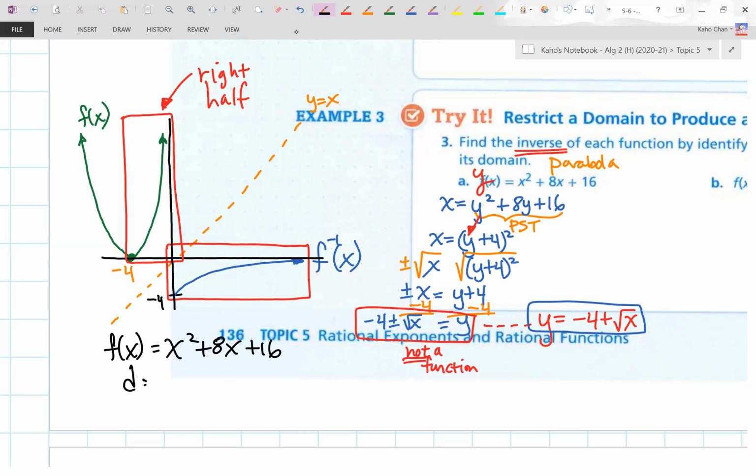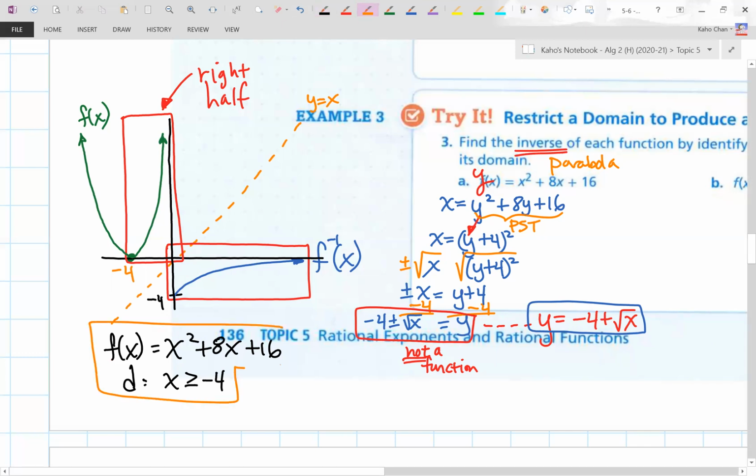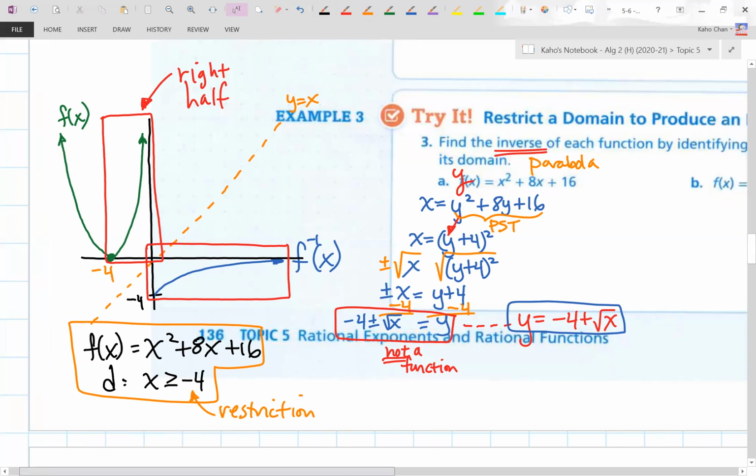So how do I describe it as an inequality? Well, look at the x value. I can only start at -4. X ≥ -4, to the right. This is called a restriction. A function with a restriction on the domain, which will allow me to graph the inverse of the function and make it a function itself, the top half of that parabola. Okay? It's kind of weird. I know this is a lot to absorb. Ask me in class if you have more questions about that. Okay?